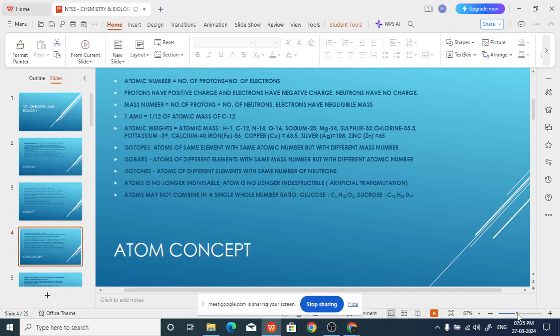Atom is no longer indivisible. Atom is no longer indestructible. Artificial transmutation is possible. Atoms may not combine in a single whole number ratio. Glucose is carbon 6, hydrogen 12, oxygen 2; sucrose is carbon 12, hydrogen 22, oxygen 11.